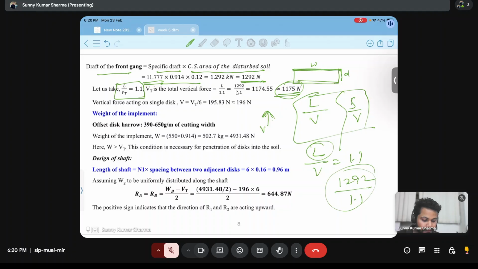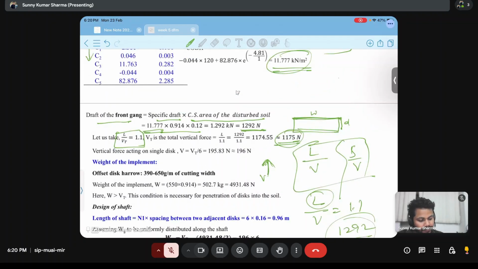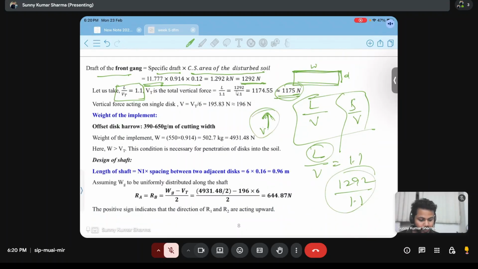This force is trying to lift the disc upward. We discussed in the first class that in a moldboard plow the vertical force acts downward, while in a disc harrow it acts upward. This vertical force is acting on the 6 discs, so dividing by 6 we get 196 Newton. So this amount of force is acting vertically.